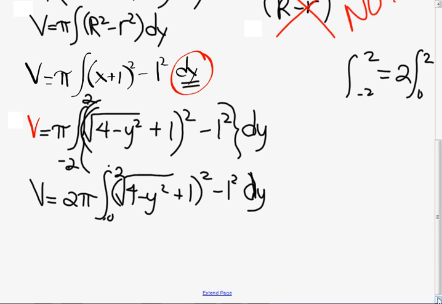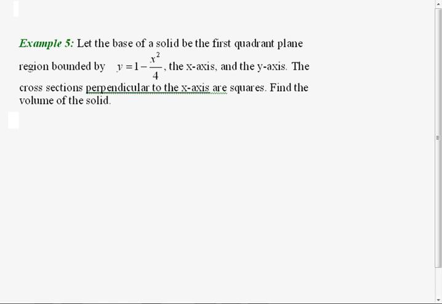Okay, Eric, are we ready to go to the last kind of problem? Okay. I love these because they're easy. It says, let the base of a solid be the first quadrant plane region bounded by that parabola, the x-axis, the y-axis, and the cross-sections perpendicular to the x-axis are squares.